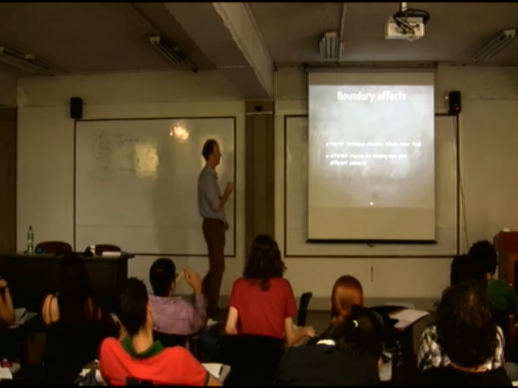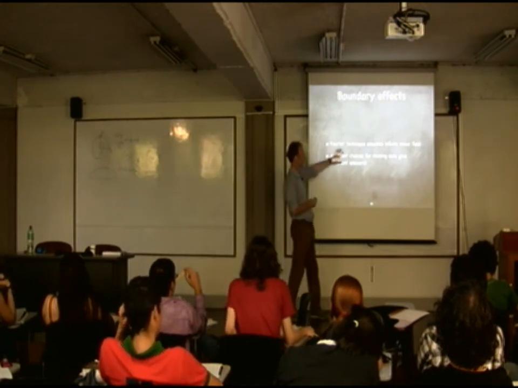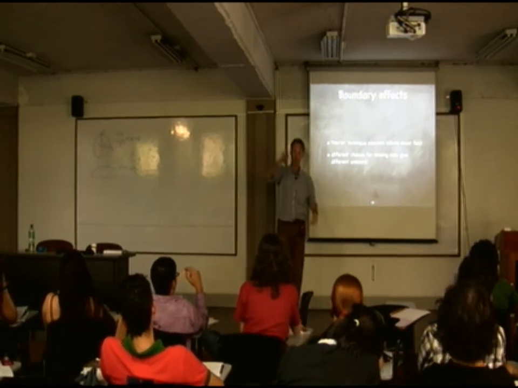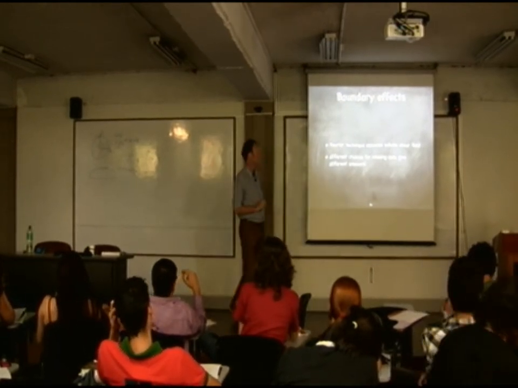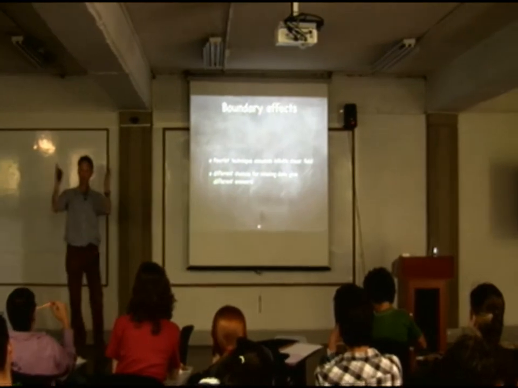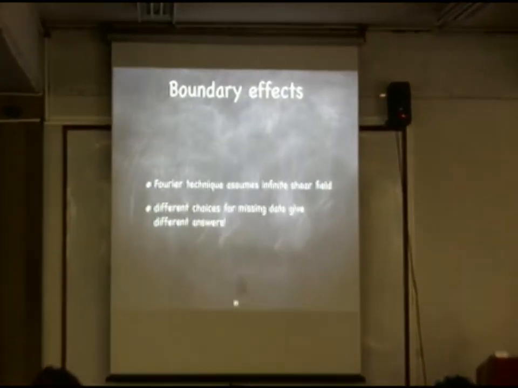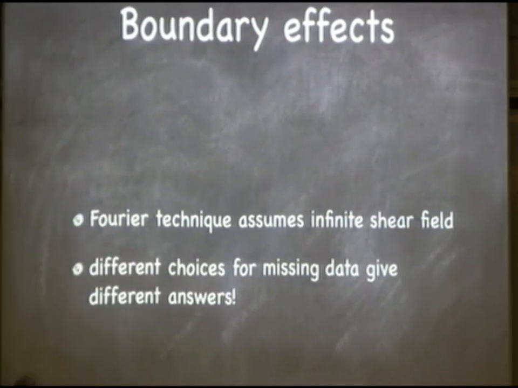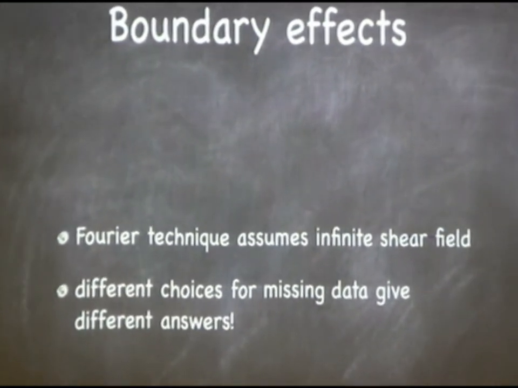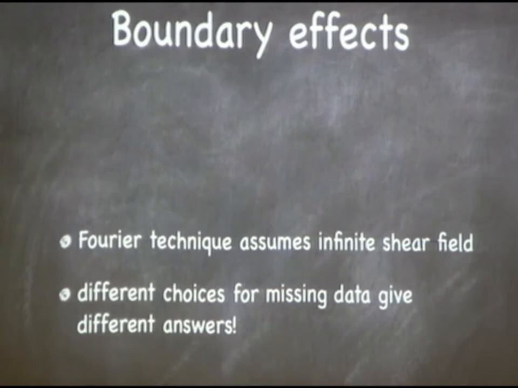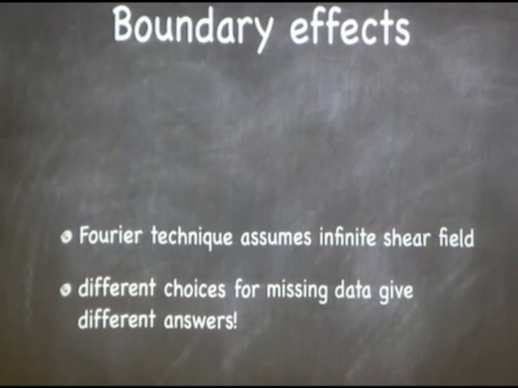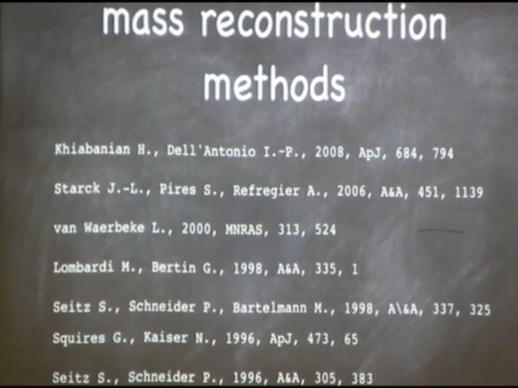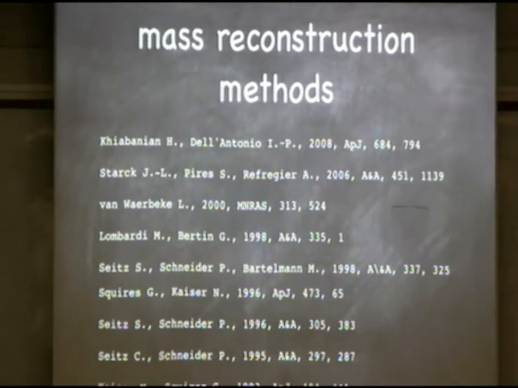Now, there's one small problem, which is with boundary effects. This Fourier formalism assumes that you're transforming, you're integrating from minus infinity to plus infinity. Of course, we only have a small part of the sky to work with usually, so you have to make some fix for what happens at the edge of your data. And there's, again, various techniques for this which work fairly well. Different choices give you slightly different answers near the edge, but usually in the middle you have pretty much the same answer. And so there's lots of different mass reconstruction methods that people have developed.